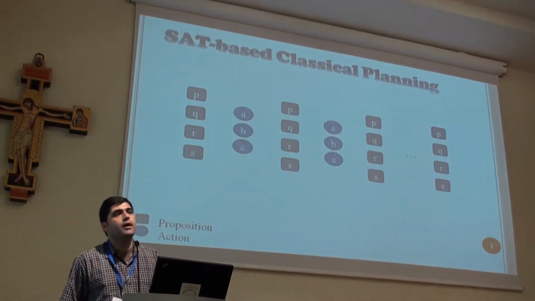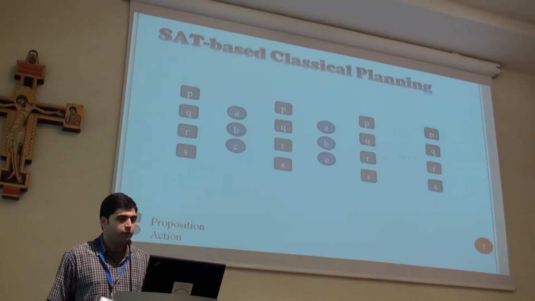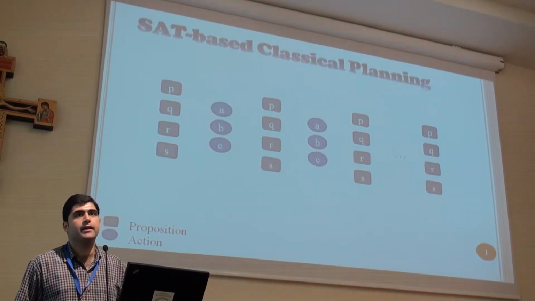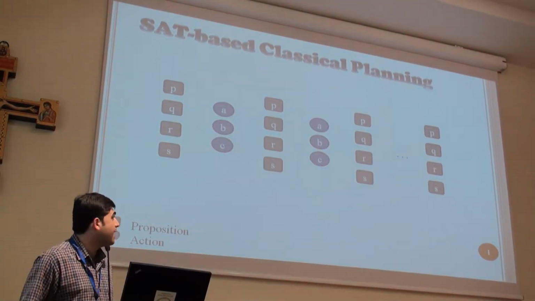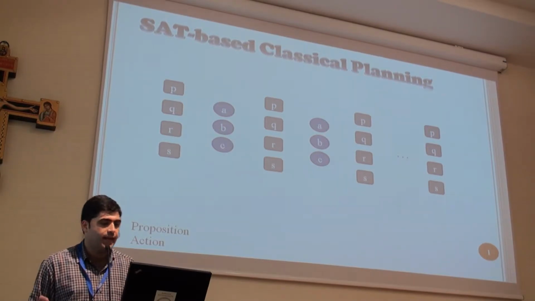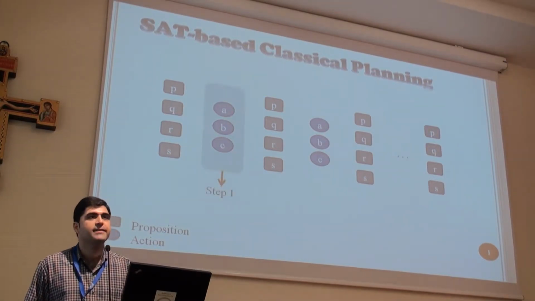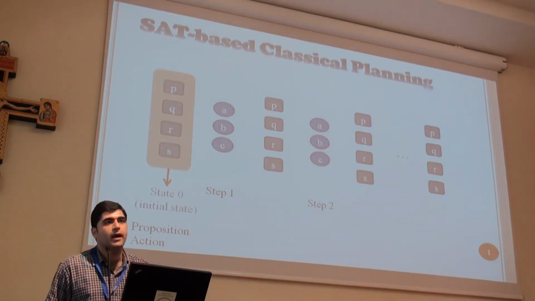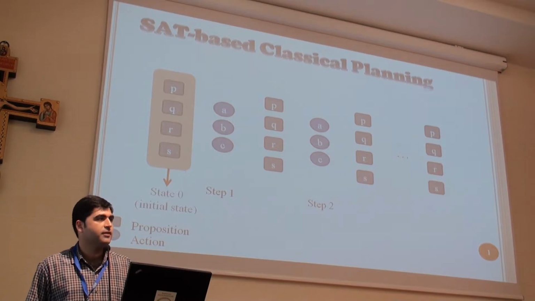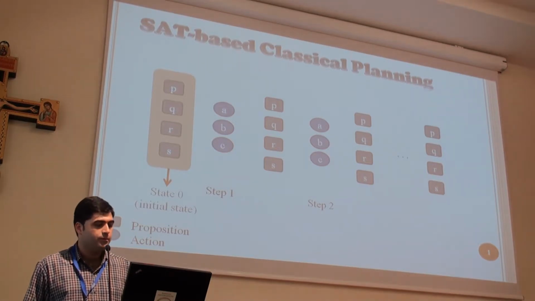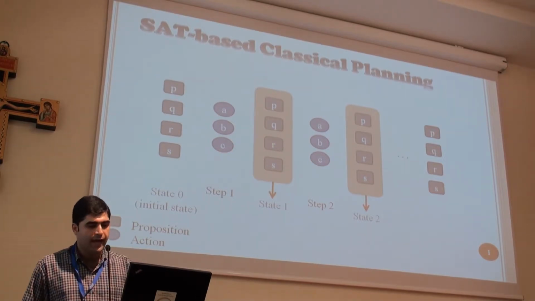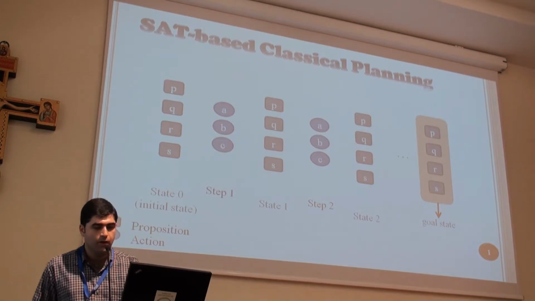Many of you are probably familiar with SAT-based classical planning. In SAT-based classical planning, a potential plan is modeled as a sequence of states. The first state is our initial state, the steps transform one state to another, and the final state is our goal state.